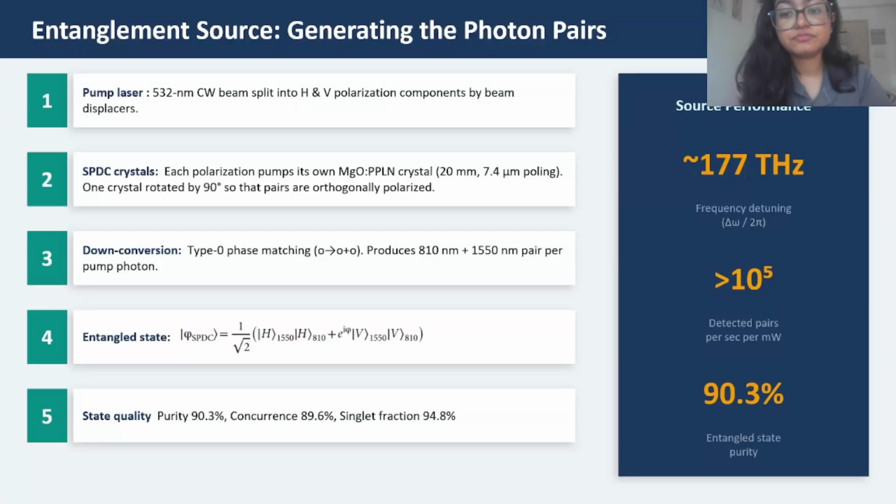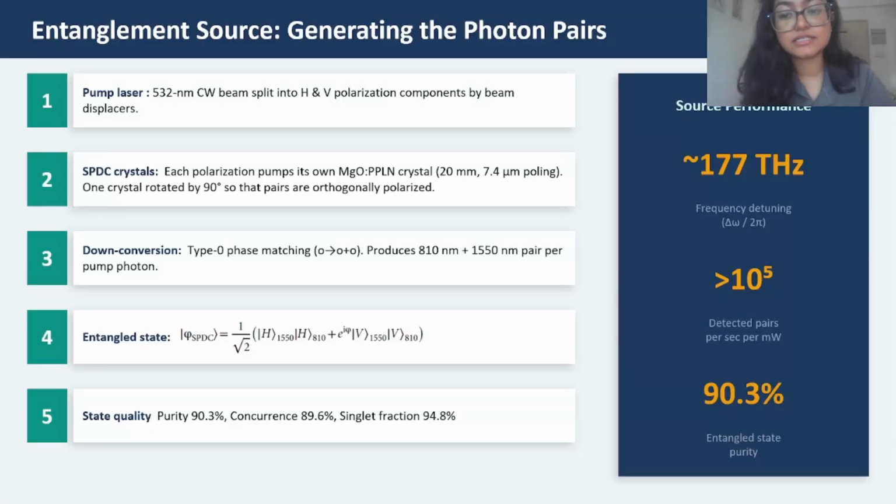Step 2, the SPDC crystals. Each polarization component pumps its own MgO PPLN crystal. These are 20 millimeter long crystals with a 7.4 micrometer poling period designed for type-0 phase matching, meaning ordinary polarized pump photons produce ordinary polarized signal and idler photons.